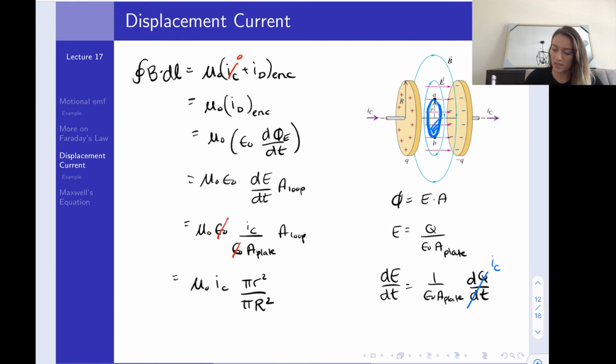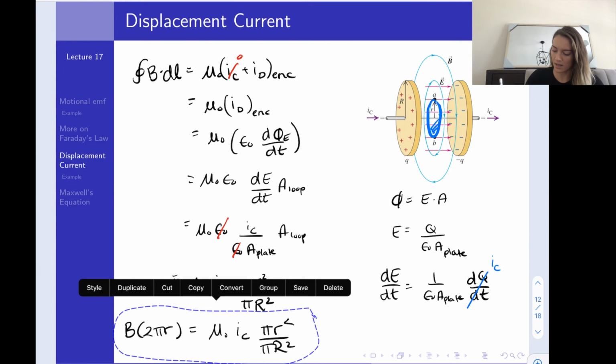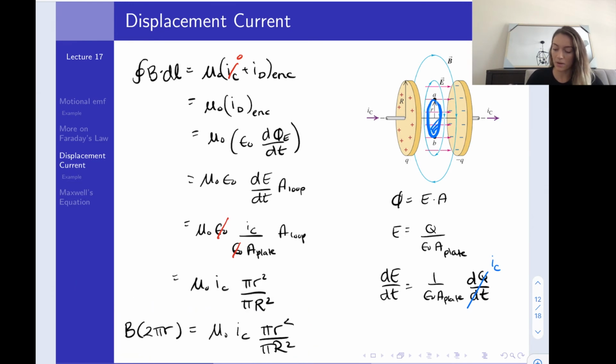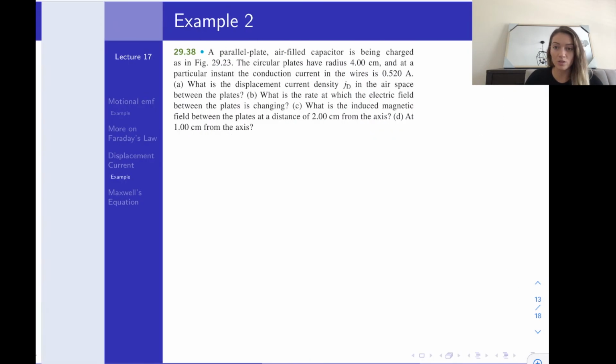And now we can do the left-hand side of our Ampere's law, which was just B times 2 pi little r, since it was just the loop here. And so now we have mu naught I sub C pi little r squared over pi capital R squared, and then we can just solve this and get our magnetic field in between these two plates.